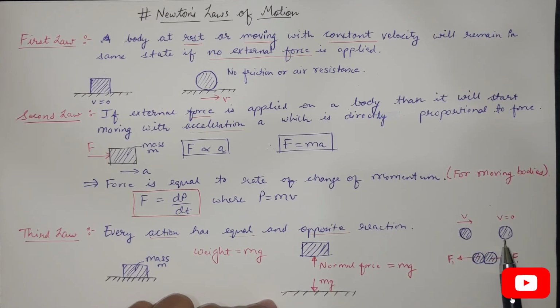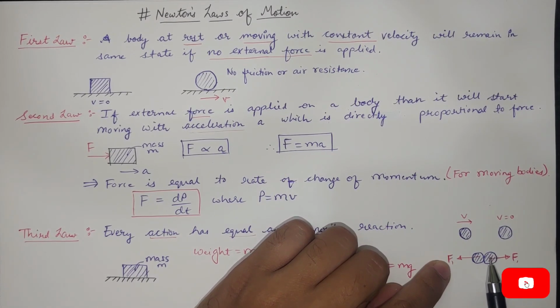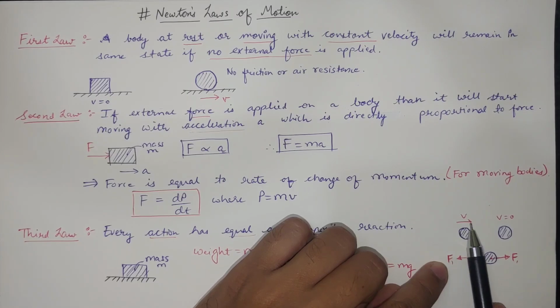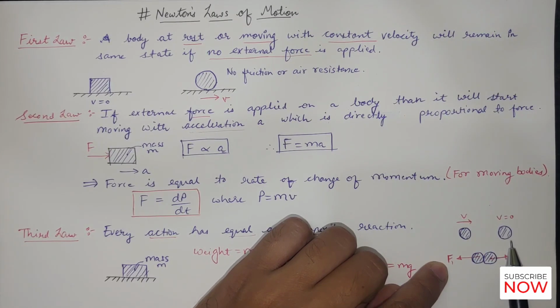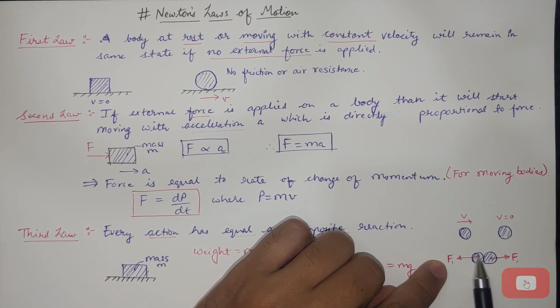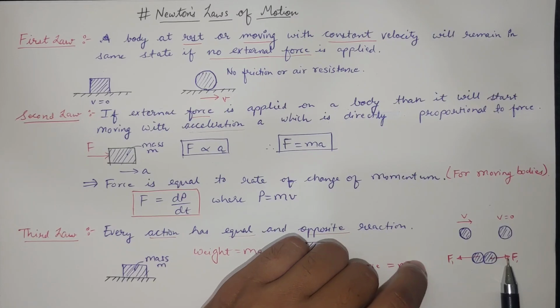Here these two balls are there. One is moving with the velocity v and one is resting with no velocity. So what happens when this ball strikes this ball? When they collide, there will be a force F1, which will be from this ball with velocity transferring to this ball. The same force F1 will be the reaction on the first ball. So both balls will experience the same amount of force in magnitude but opposite in direction. So this is the third law.